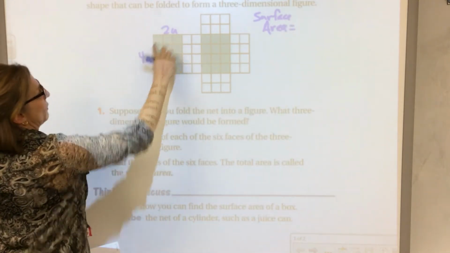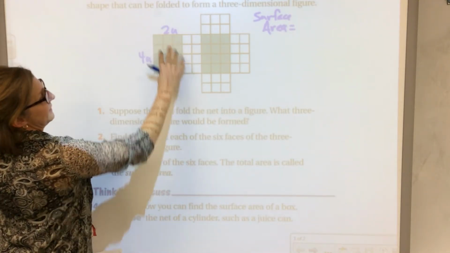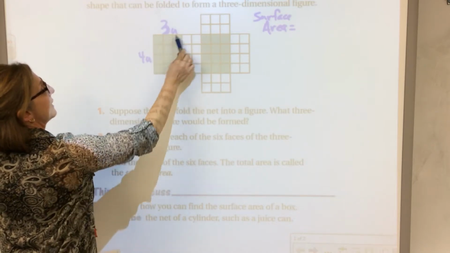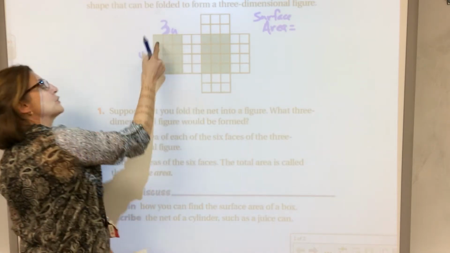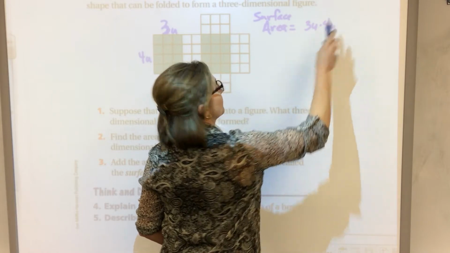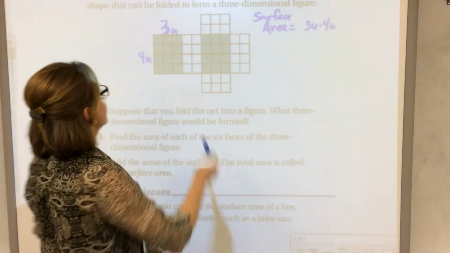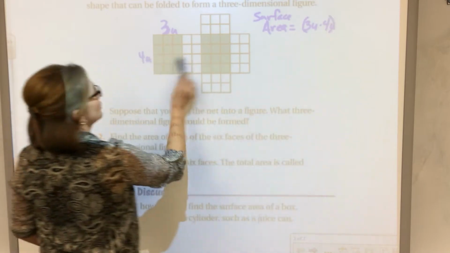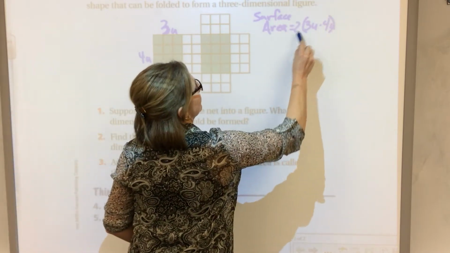So I can take 4 times 2, and that makes me see, whoops, it's not 4, I'm sorry, that's a 3. 3 this way, 4 this way. That means there's 12 squares inside there. So that's like saying I have 3 units times 4 units. If it was feet, you'd put feet there instead of units. And I get that area, and there's 2 of them, so I'm going to double that.